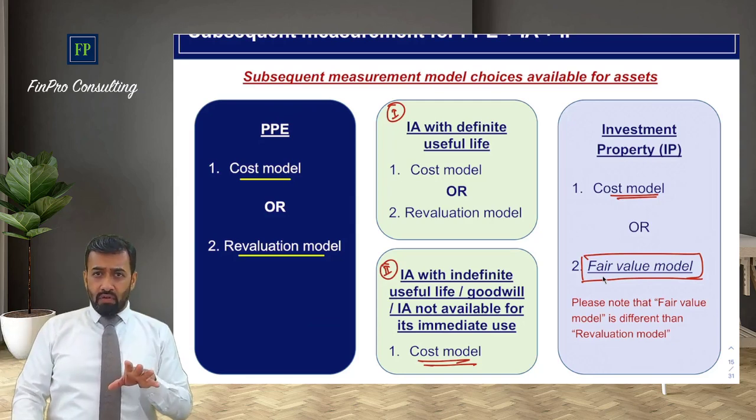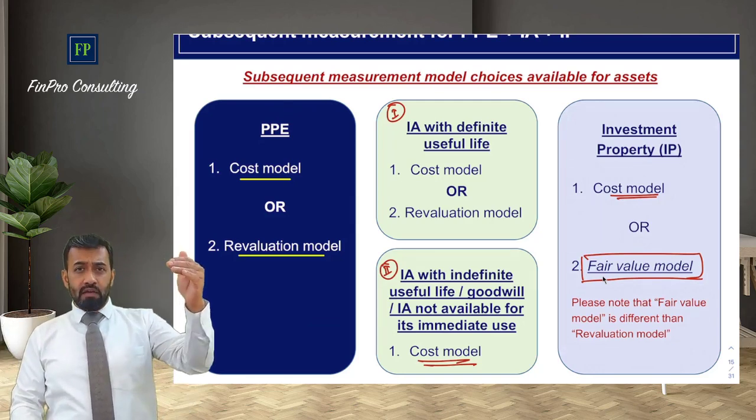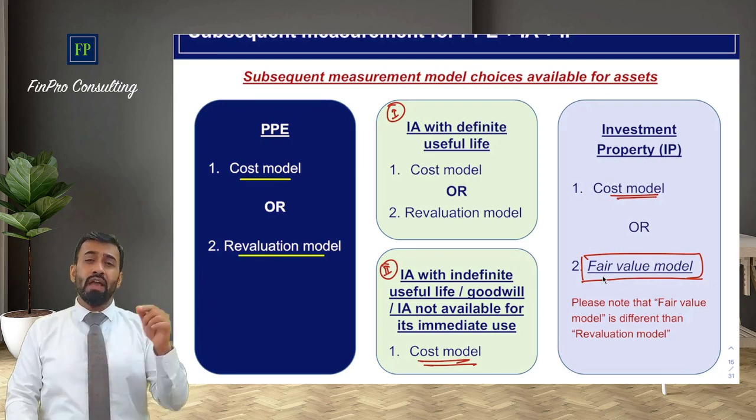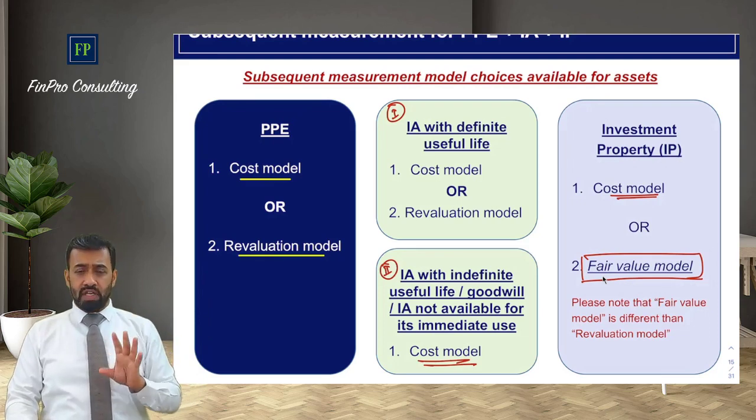Revaluation at regular intervals. Revaluation gains go to OCI, revaluation losses go to P&L, that is the general rule. Exceptions are there, and those exceptions we have seen.